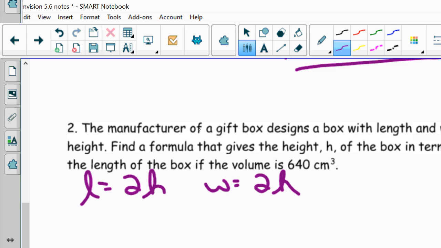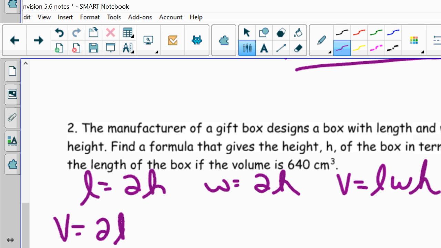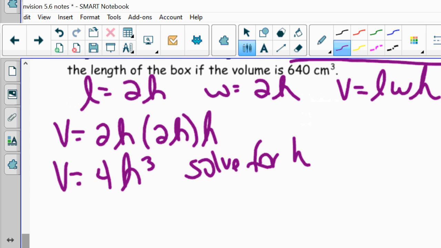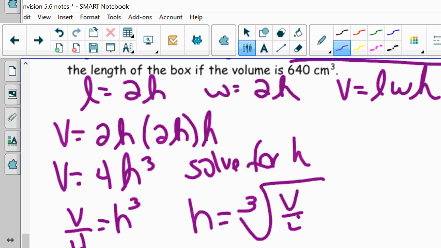We know that the volume of a rectangular prism is length times width times height. So using 2h for length and width, I can say volume equals 2h times 2h times the height. So our volume would be 2 times 2 is 4, h times h times h is h cubed. Now it says the height in terms of its volume, so we want to solve this for h. Divide by 4, so I get v divided by 4 equals h cubed. Take the cube root. So h is equal to the cube root of v divided by 4.